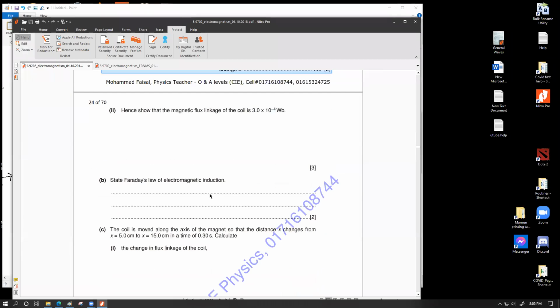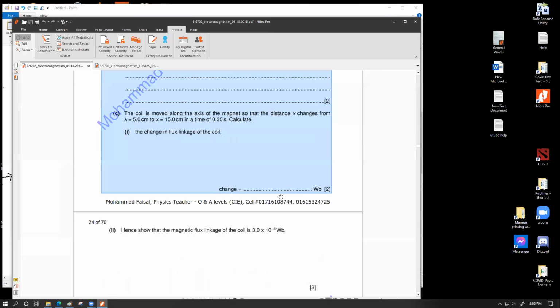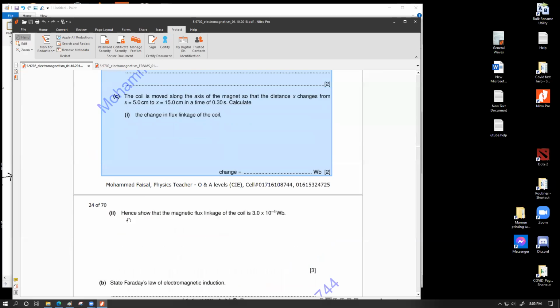Here you are getting the change in magnetic flux linkage of the coil. So this is going to be this much. Hence show that the magnetic flux linkage of the coil is 3.0.